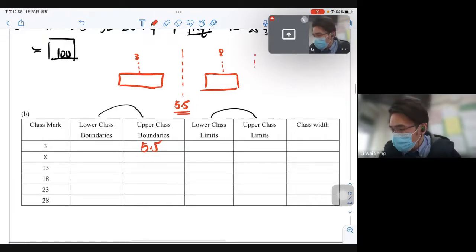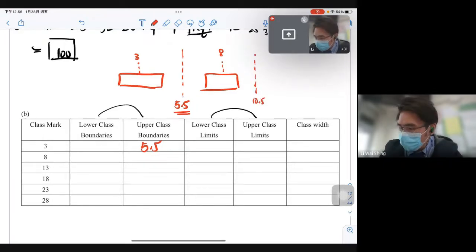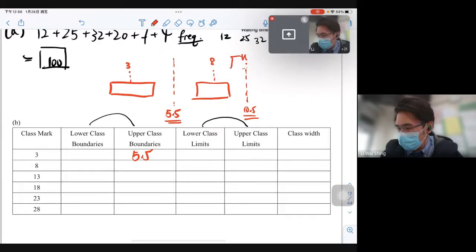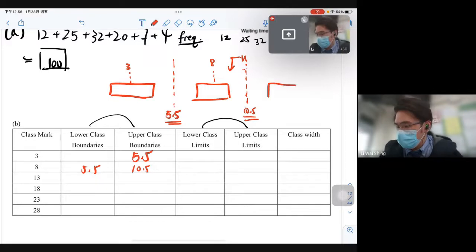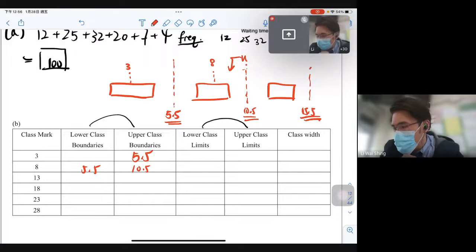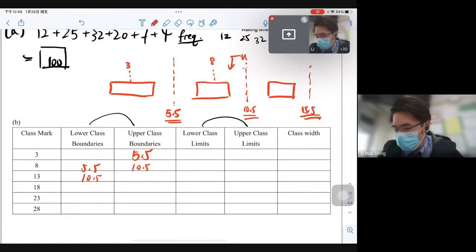And then for the next one, this is 10.5. So this 10.5 is the upper class boundary for the class group with class limit 8. So you can mark it here, and 5.5 here. Oh, sorry, it should be boundary. The upper class boundary for the second class is 10.5. Here is 5.5 for the lower class boundary. Then for the next group, it should be 15.5. So the lower class boundary is 10.5 and the upper class boundary is 15.5. You can fill it in yourself.